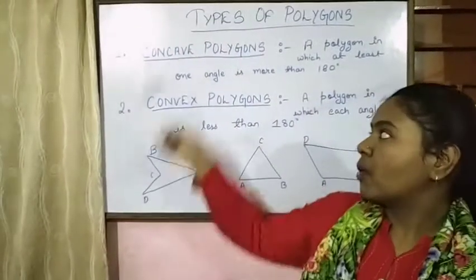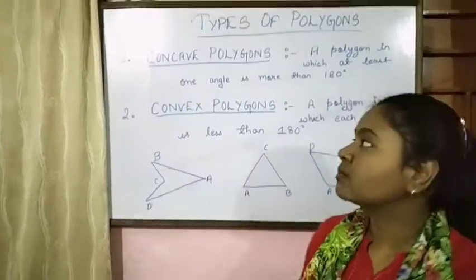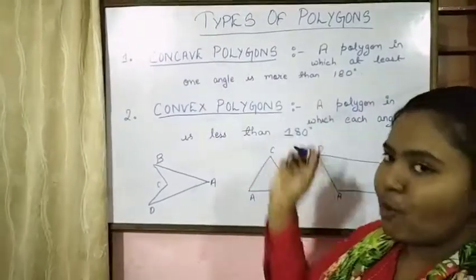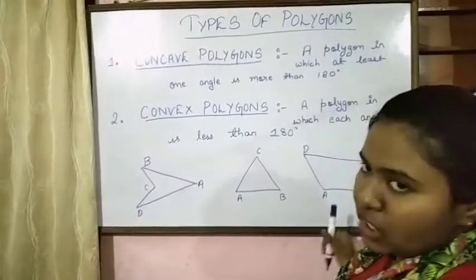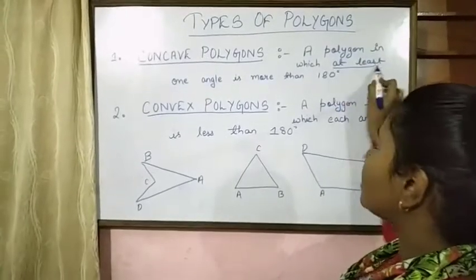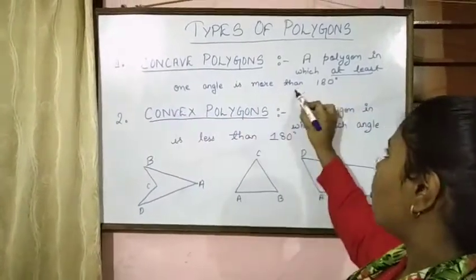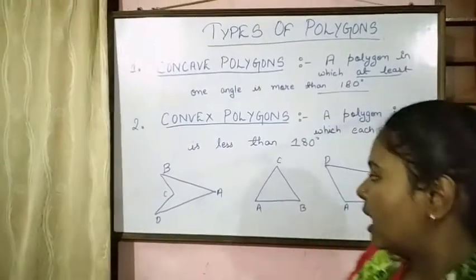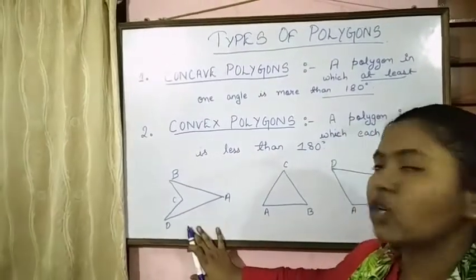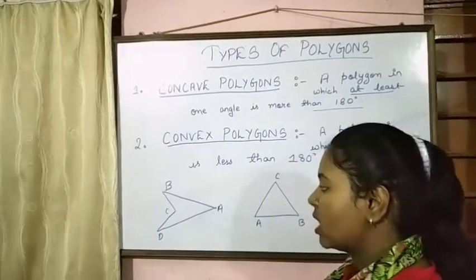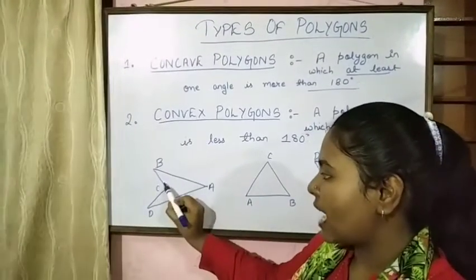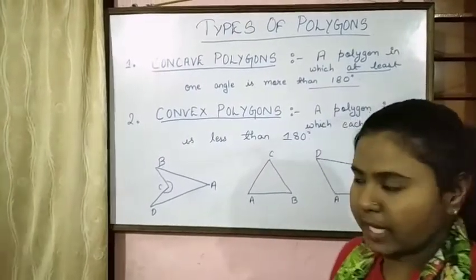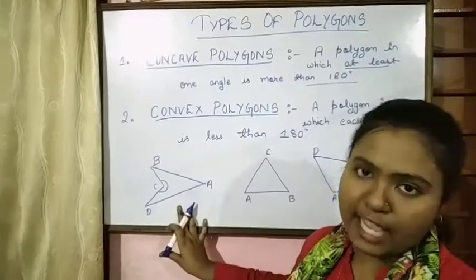Now we'll do the concave and convex polygons. Let us do the definition of concave and convex polygons. Concave polygon: a polygon in which at least one angle is more than 180 degree. So at least one angle should be more than 180 degree. Let us take an example. This polygon over here. Students, this polygon has one angle, that is angle C, which is more than 180 degree. Therefore, this is a concave polygon.